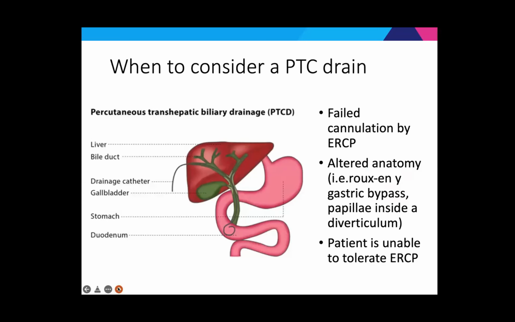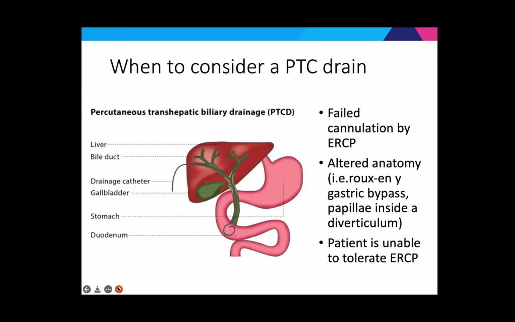When do you consider an IR consult for a PTC drain? This is reserved as a second-line therapy for cholangitis. I would consider an IR drain for patients who have failed cannulation, whether because of difficult cannulation, altered anatomy, typically in bypass surgery patients, or a diverticulum or abnormal anatomy that prevents a standard ERCP, or patients who are simply too unstable to tolerate an ERCP.